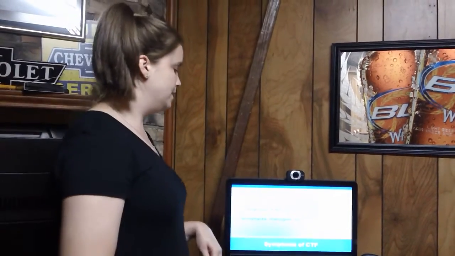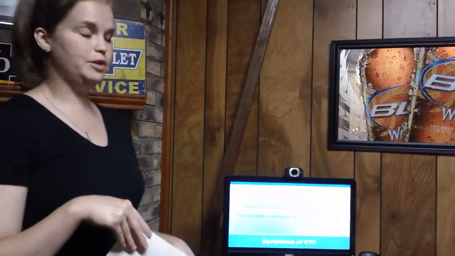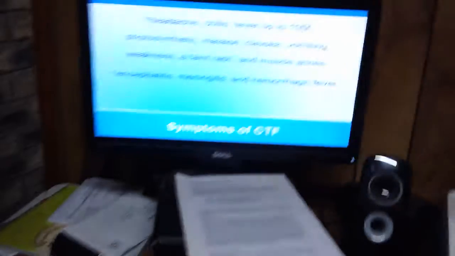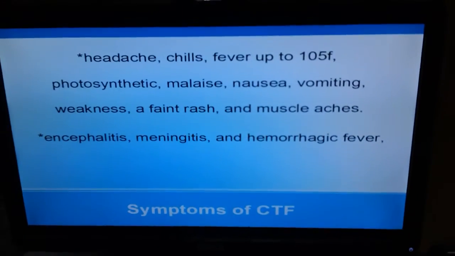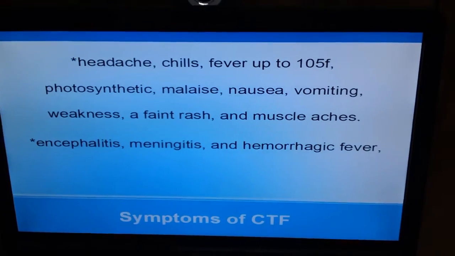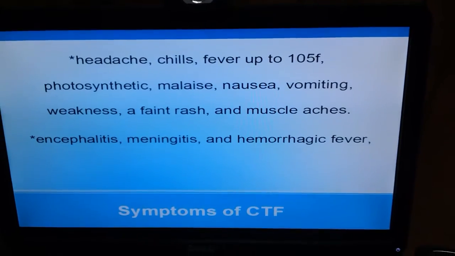So classic signs and symptoms of Colorado tick fever: you're going to have a headache, chills, fever up to 105 degrees. You're going to be really sensitive to light, just generally not feel good. You're going to be nauseous, maybe vomiting, weak. You may have a faint rash, and your muscles are probably going to ache.